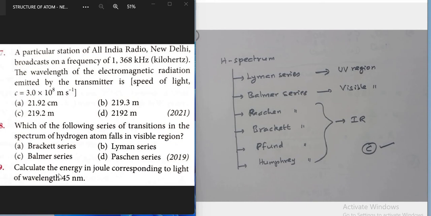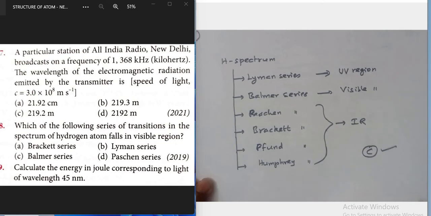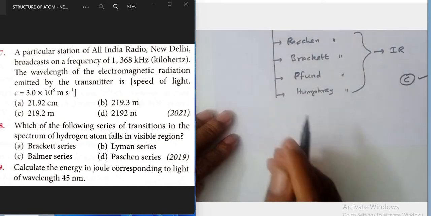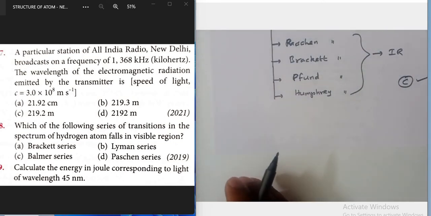Question number 9: calculate the energy in joule corresponding to light of wavelength 45 nanometers. Wavelength is given, they are asking energy. What are the possible options? First I'll work this out. I'll give you the formula. Let me do it on the next page.